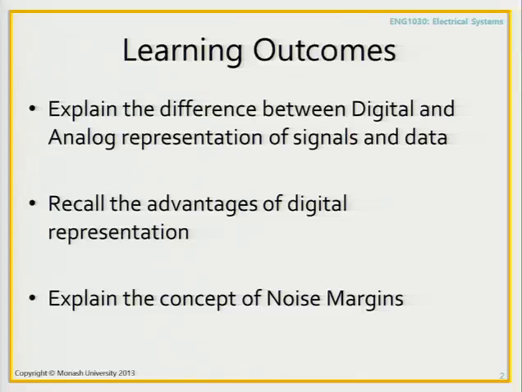So you may have heard the term digital thrown around and analog as its opposite. We want to be able to explain the difference between digital and an analog representation of signals and data. So I've got an analog signal, I've got a digital signal. What are the differences between the two, and why is the digital representation good or bad? Nothing is absolute in this life, so the digital representation does have many advantages, but it also has some disadvantages.